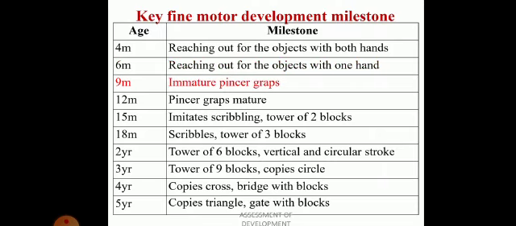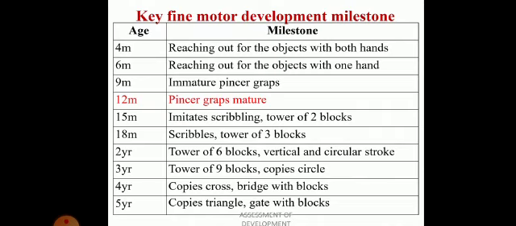At the age of 9 months, there will be immature pincer grasp. Pincer grasp means it is tip to tip. So you can consider tip of index finger or any other finger and tip of thumb. Clear? So that will be there. For example, if you want to lift the pin, you are using this pincer grasp. But at the age of 9 months, it will be immature pincer grasp. This immature pincer grasp will be converted into mature pincer grasp. Clear? At the age of 12 months.